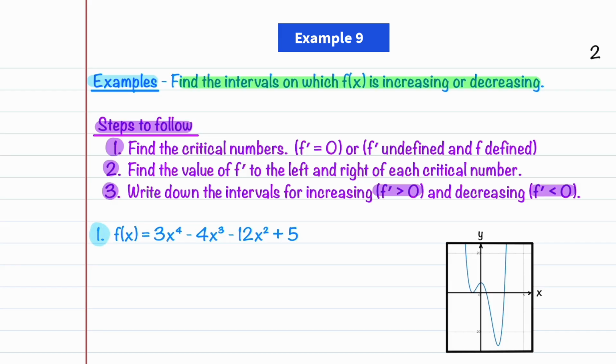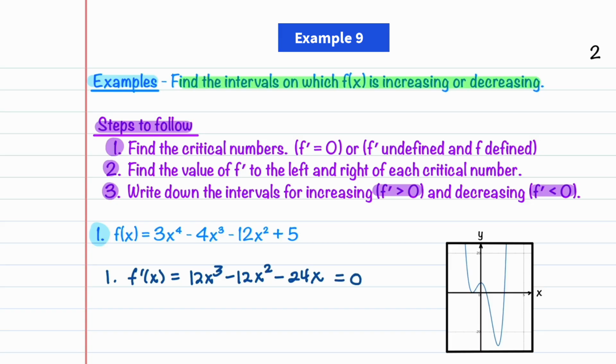Let's look at our first example. We're given the function f of x is equal to 3x to the 4th minus 4x cubed minus 12x squared plus 5. The first thing that we're going to do is find the critical numbers. So we're going to start by taking the derivative. F prime of x is equal to 12x cubed minus 12x squared minus 24x. To find the critical numbers, we set that equal to 0.